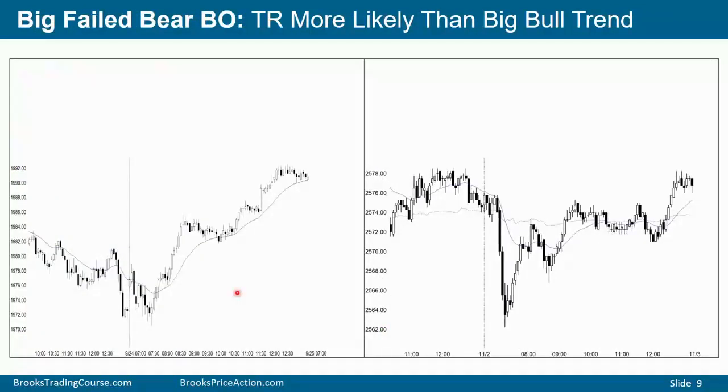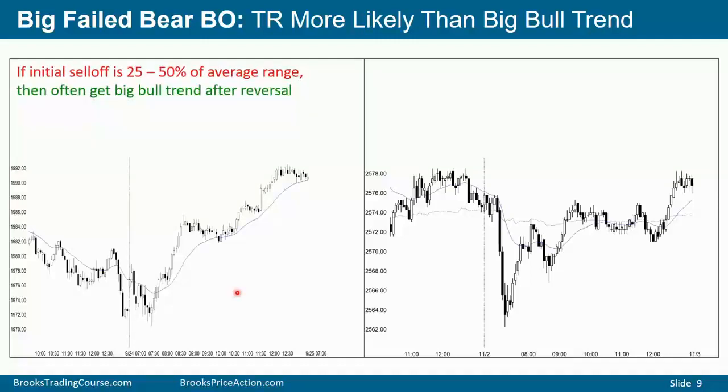When the market has an opening reversal, the size of the initial wrong move is significant. It determines what will happen next. For example, here we have a sell-off that is about 25 to 50% of the size of the prior day's range. I don't see the full size of the prior day's range, but it's not a particularly big sell-off.